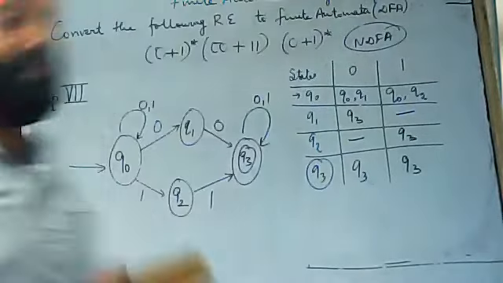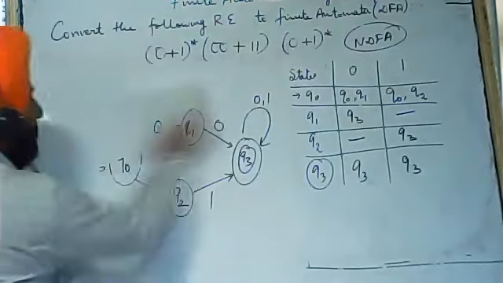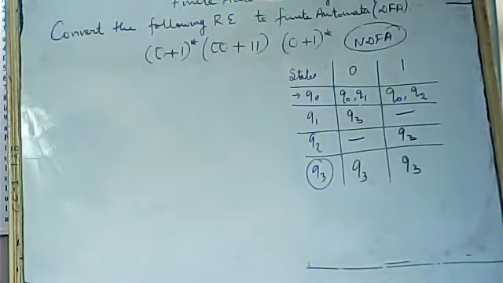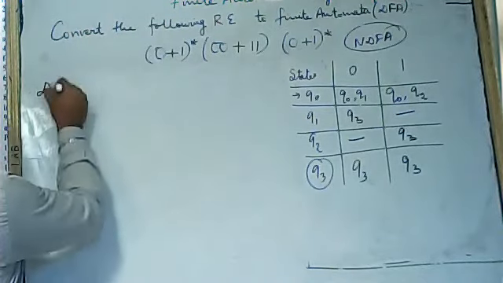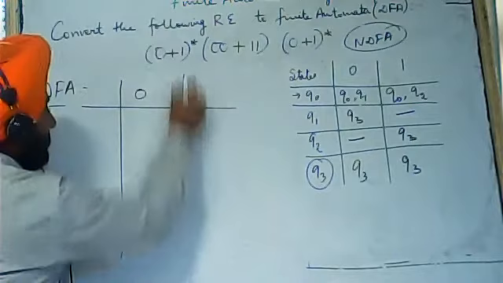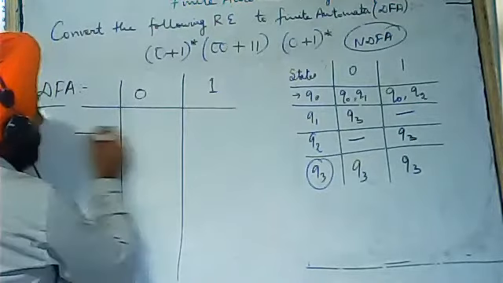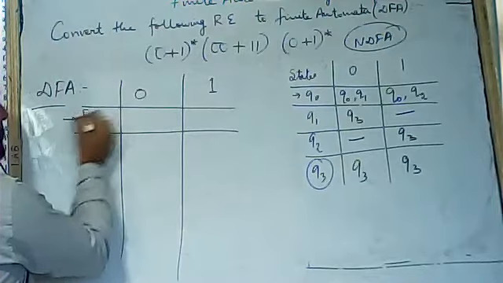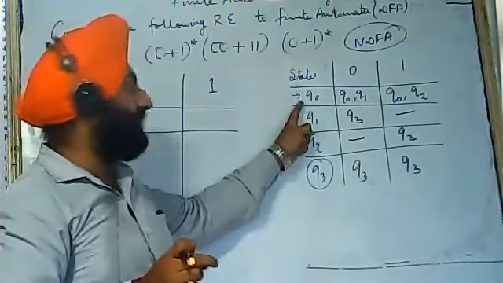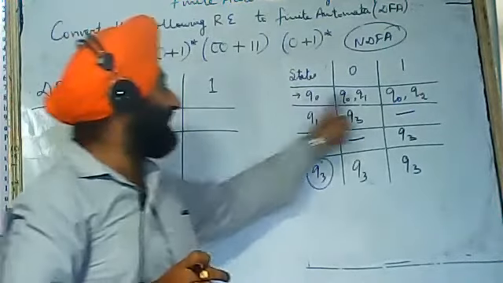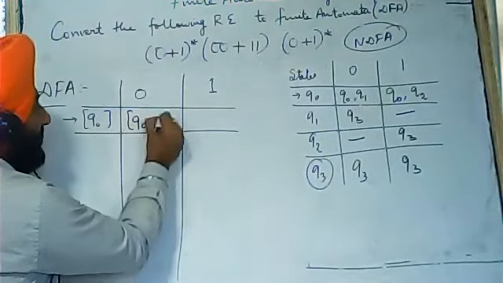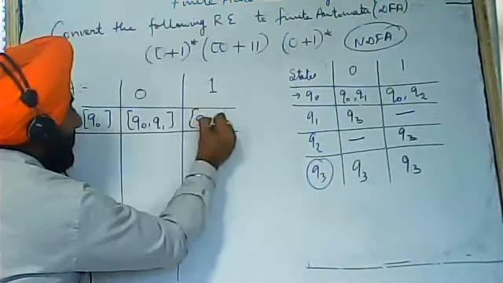So let me draw the corresponding DFA table. How can a DFA be drawn? So DFA: states, input 0, input 1. First of all, every state will be written with the help of square brackets, and you will start from row 1, which will be written as such, but with the help of brackets: [q0, q1], [q0, q2].